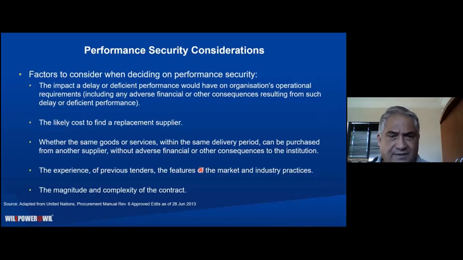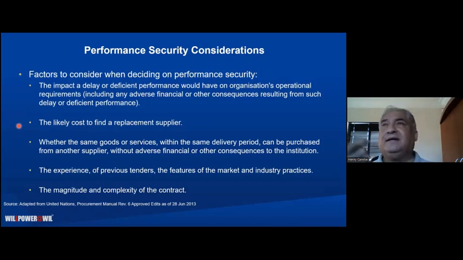Now, when you consider these performance guarantees, what are the things that you need to look at? The most important one is the impact to you as an institution. What's the impact on me from a risk perspective if the supplier doesn't perform? So that's one of the considerations. The likely cost if you need to go and find another supplier to come and do the work. What is the cost associated with that? So that needs to go into there.